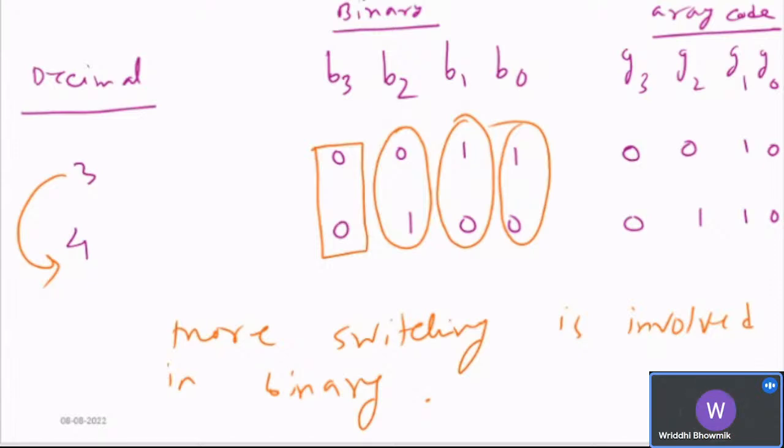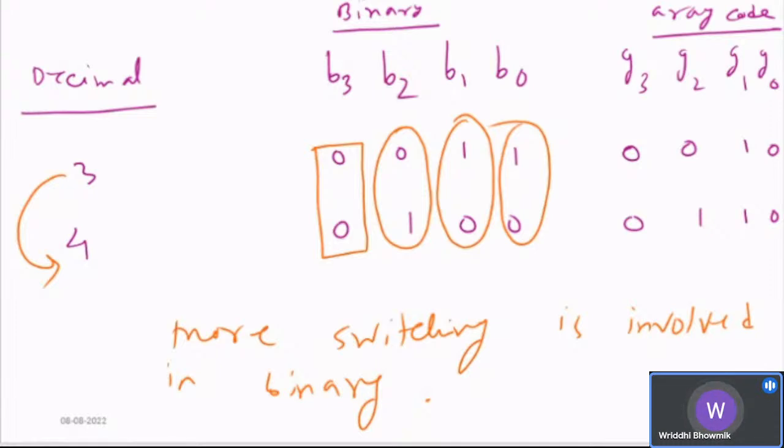Because when we are switching from 3 to 4, in B2 position, you have to switch from 0 to 1. In B1 position, you have to switch from 1 to 0. In B0 position, you have to again switch from 1 to 0. Then only you will get the binary equivalent of 4, isn't it? Okay, so this is about the binary. In case of binary, more switching is involved.